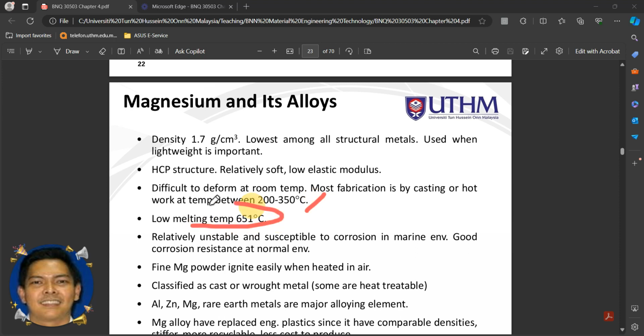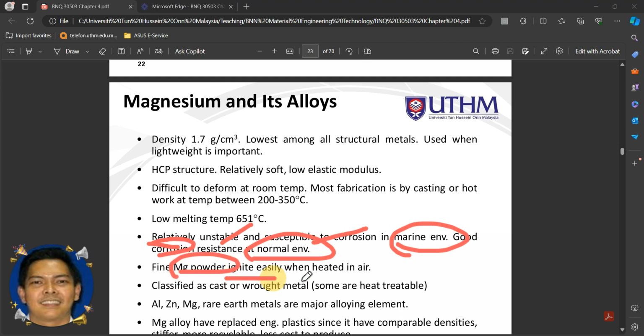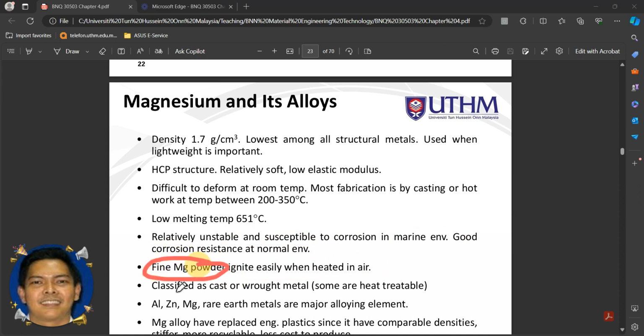Low melting temperature, around 651 degrees Celsius. It is relatively unstable and susceptible to corrosion in marine environments. However, it has good corrosion resistance in normal environments. Fine magnesium powder ignites easily when heated in air, so you must be careful when exposing this type of fine magnesium powder. Classified as cast or wrought metals.